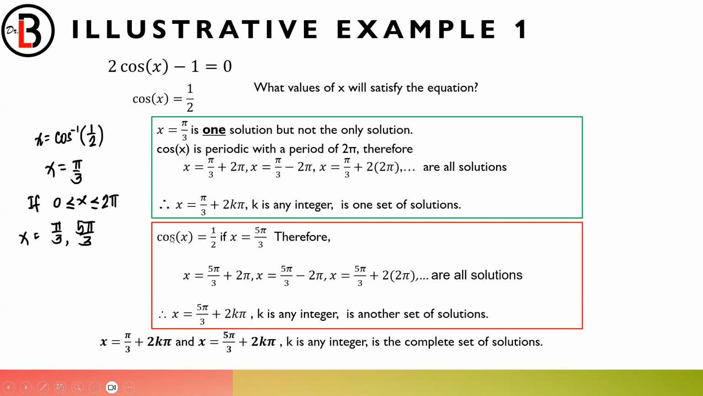Now, as I said earlier, in the fourth quadrant, cosine is also positive. Therefore, 5 pi over 3 is also an answer. So in order to show the 5 pi over 3 and all of its coterminal angles, I'm going to say 5 pi over 3 plus 2 pi k, wherein k is an integer. So these ones at the bottom will be the general solution. So all the solutions for this trigonometric equation.